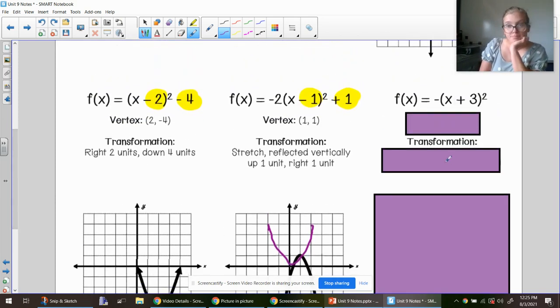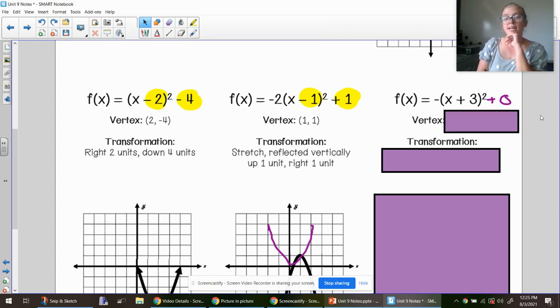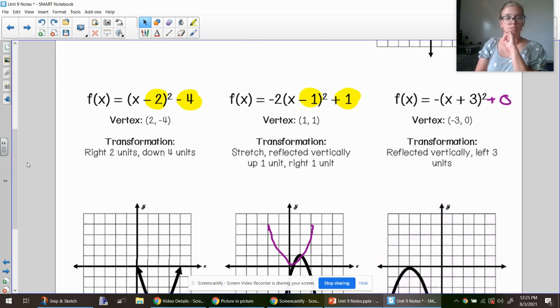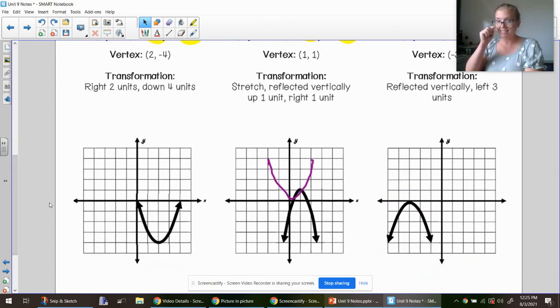Here's our last example. Negative x plus 3 squared. There's an invisible plus 0 here that we're going to remember. So our vertex is going to be negative 3, 0. We always change the sign of h. Our transformation, this minus sign, tells us we're going to reflect it vertically. We're going to flip it upside down. Our vertex tells us that we're going to move left 3 units, but we're not going to change in the y direction because we have plus 0. So we shift it upside down, move left 3 units, and this is what we've got.